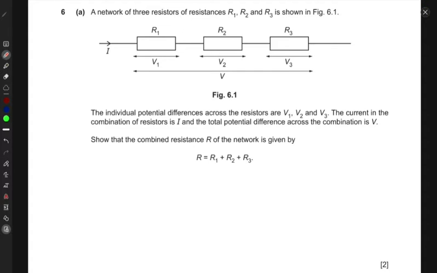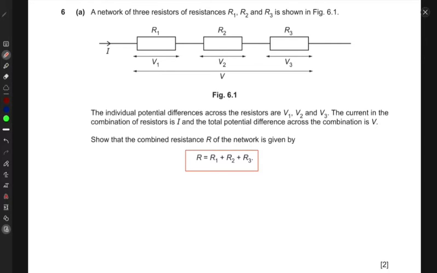A network of three resistors of resistances R1, R2, and R3 is shown in this figure. We see that they are connected in series with each other. The individual potential differences across the resistors are V1, V2, and V3. The current in the combination of the resistors is I, and the total potential difference across the combination is V. Show that the combined resistance of the network is given by this equation.